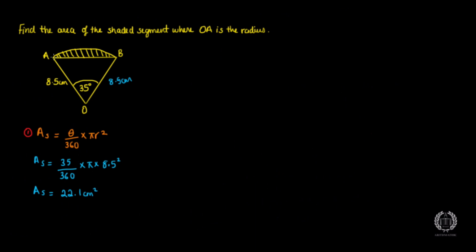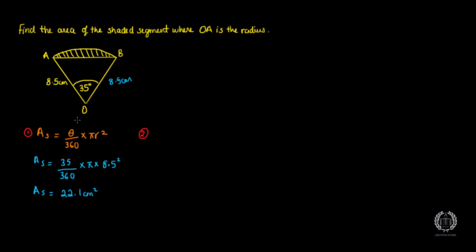So I found the area of this whole sector, okay? Now my step 2 is I'm going to find the area of the triangle. The triangle is this bit here. Now remember, this triangle, unless it states in the question, is not a right angle triangle. So you cannot assume that this triangle is a right angle triangle.